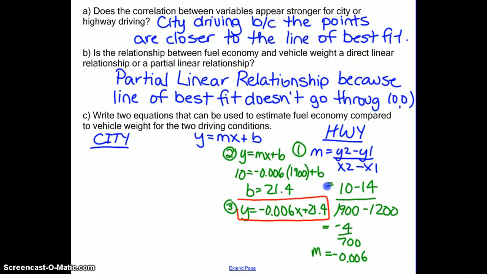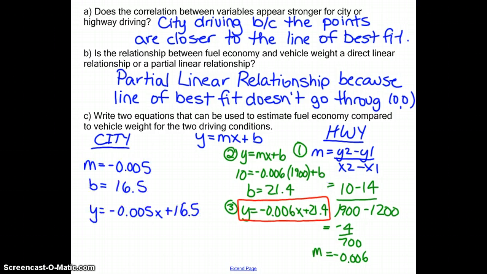All right, then on your own, go ahead and try city driving. Right, so you should have got your slope to be negative 0.005, your y-intercept to be 16.5, and then your final equation would be y equals negative 0.005x plus 16.5.